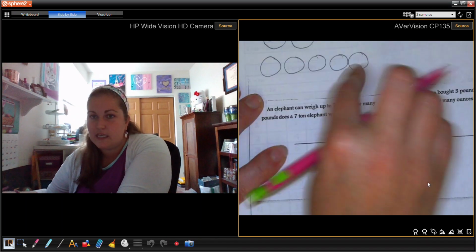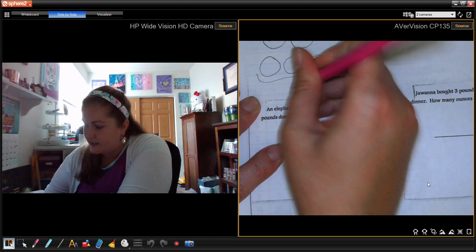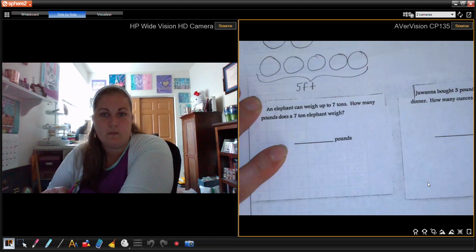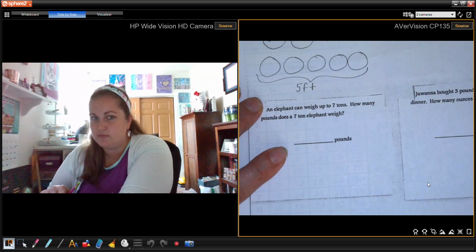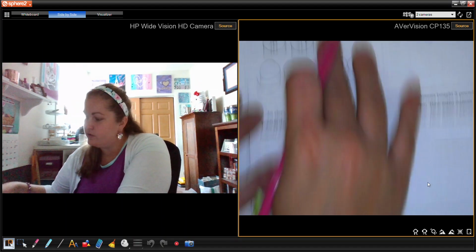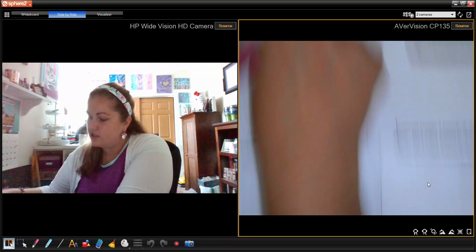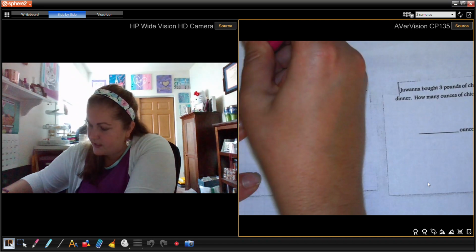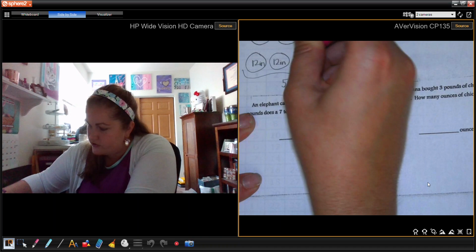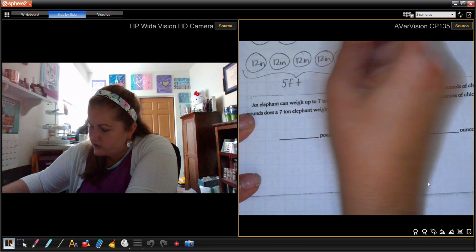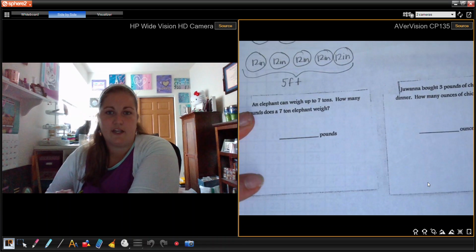I could label them each, or I could even just give myself a little bracket and say these are my 5 feet. And then each of those feet, or foot, is, if you didn't know, you could look and see 1 foot is 12 inches. So I could go 12 inches, 12 inches, 12 inches, 12 inches, 12 inches. And then I could add that all up.